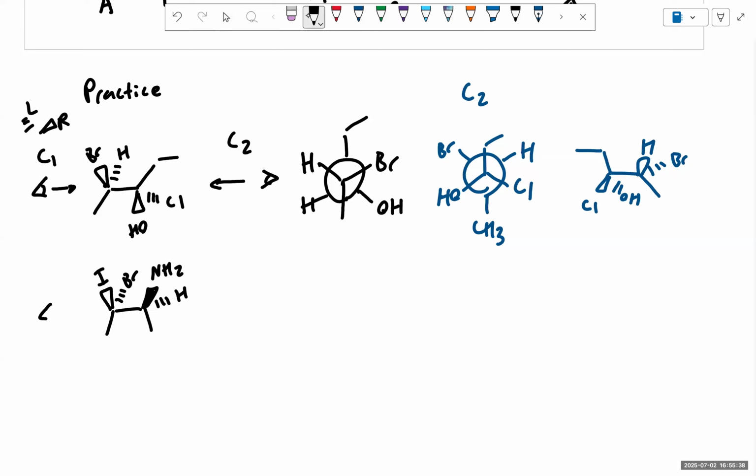Now, we want to look at two major views, carbon 1 and carbon 2. If we're looking at it from the perspective of carbon 1, let's do our initial guess without using the model kit. The methyl group is pointing down. Iodine is wedged, so it ends up pointing up and to the right. Bromine is dashed, so it goes to the left. The other methyl group is pointing down. The amine is wedged, so it ends up on the right. The hydrogen is dashed, so it ends up on the left.